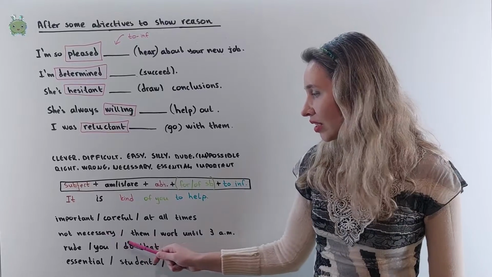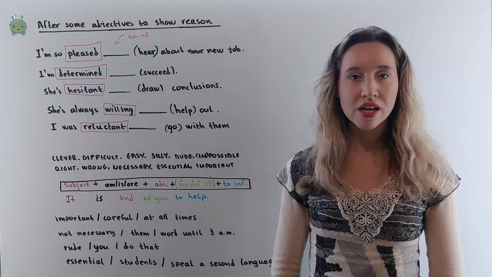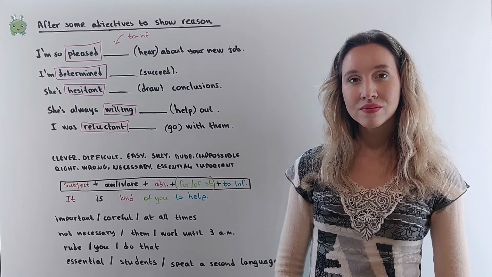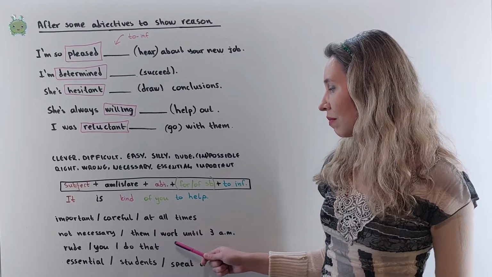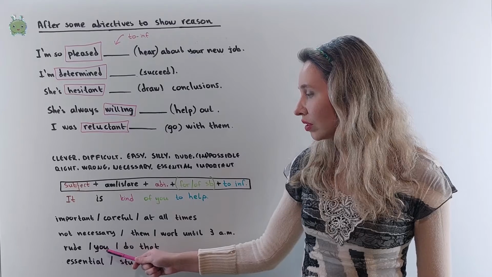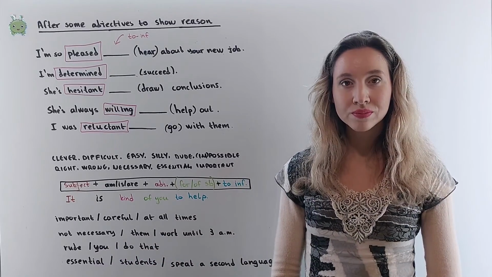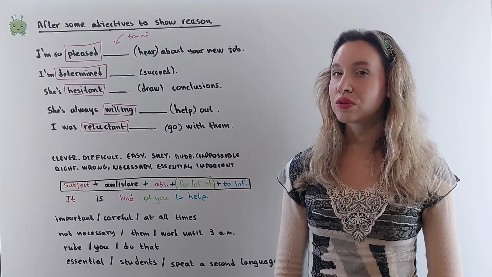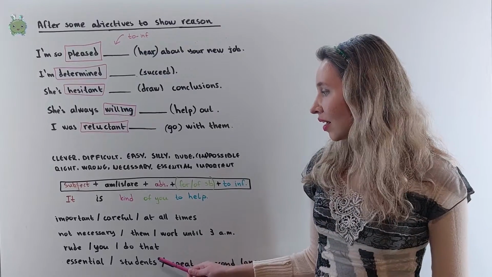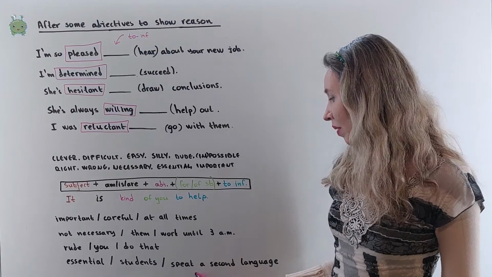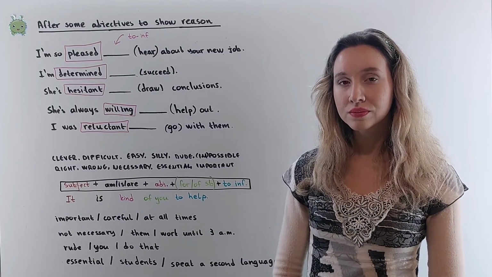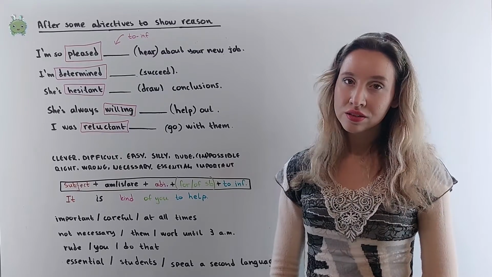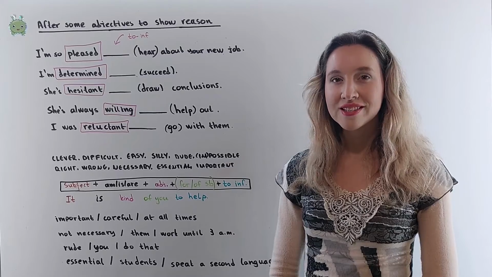The other one is not necessary, them work until 3 a.m. Try this. It's not necessary for them to work until 3 a.m. Rude, you do that. It is rude or it was rude of you to do that. Essential, students speak a second language. Yes, it's essential for students or it's essential to speak a second language.